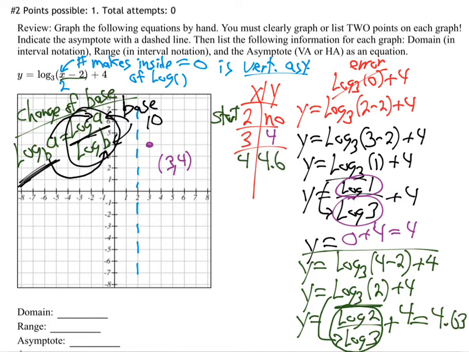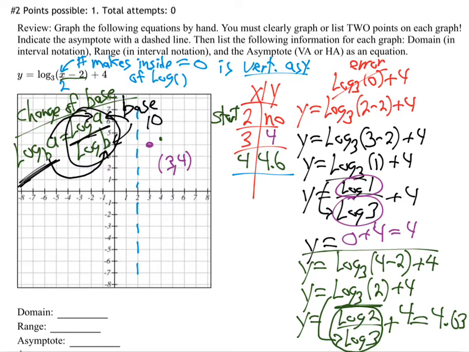Now that's a valid point. Over 4, up 4.6. It's about right there. But it's not a point we can really use on our graph because we can't click the exact spot. It's a decimal. So we need another one. And we have to be kind of smart about this.